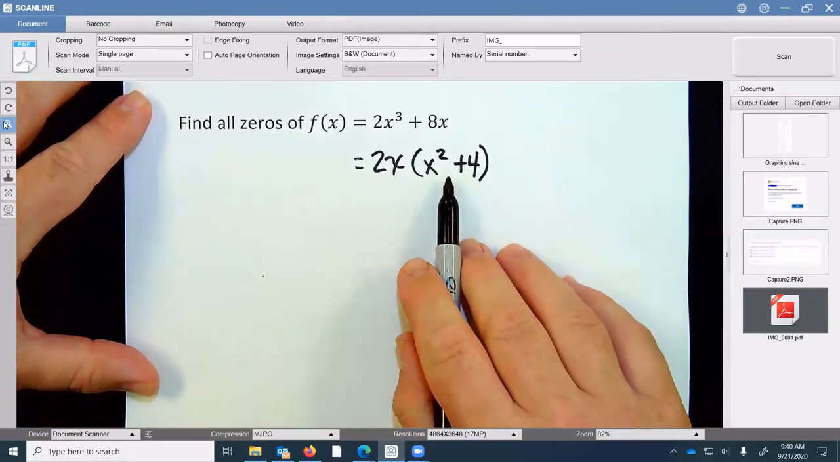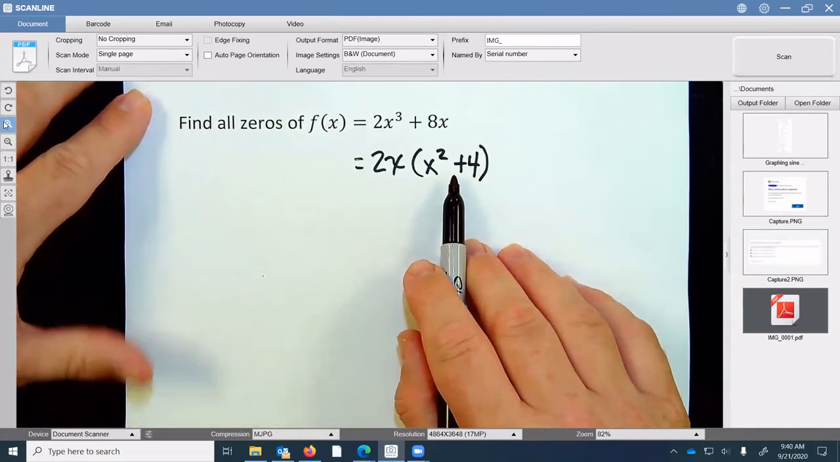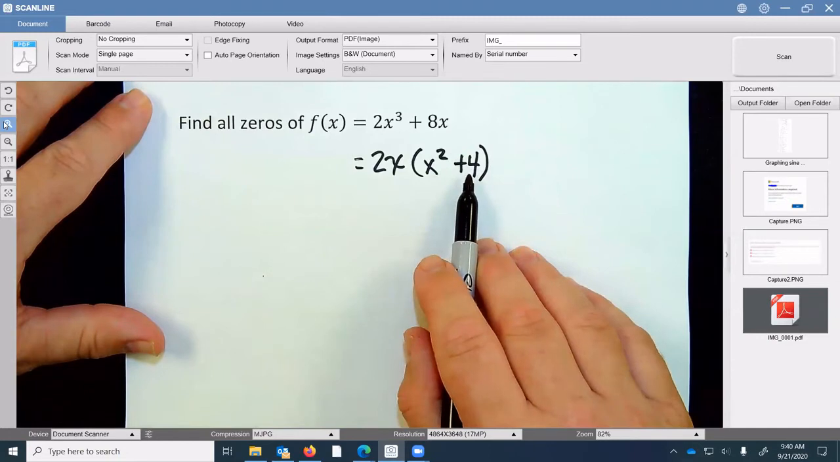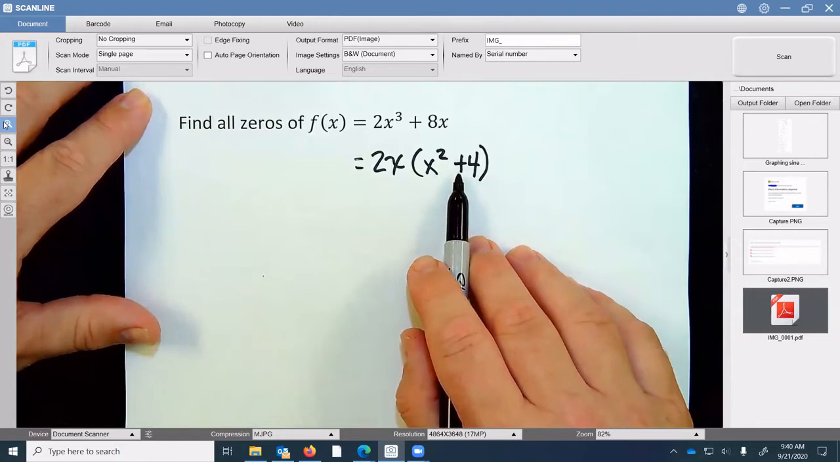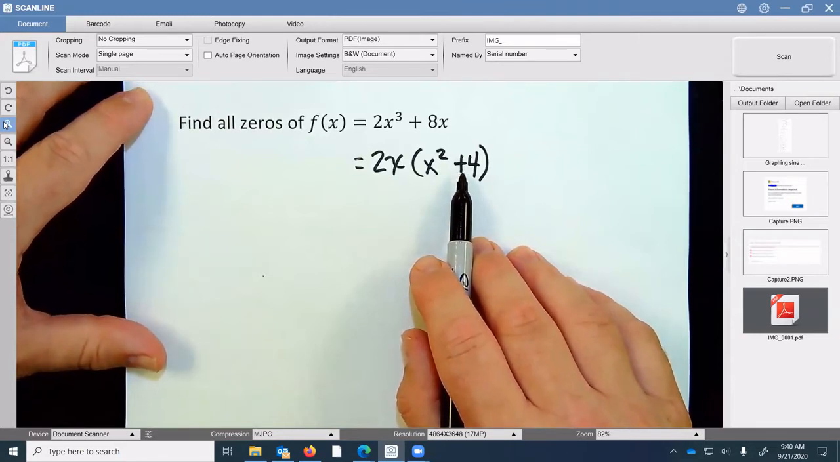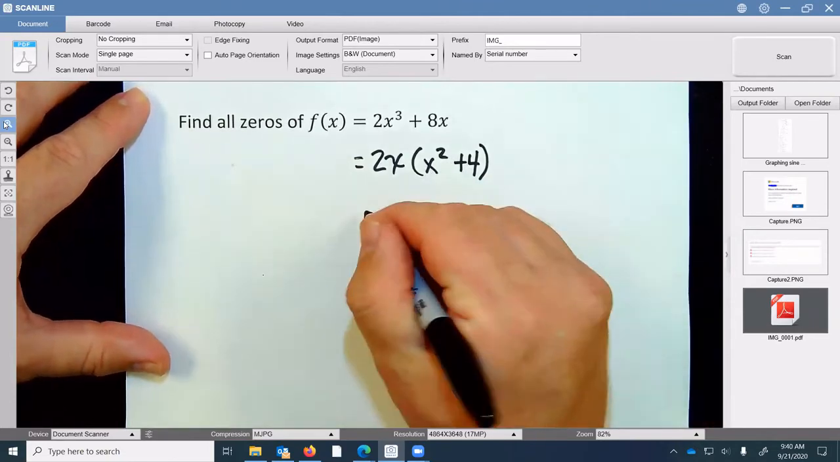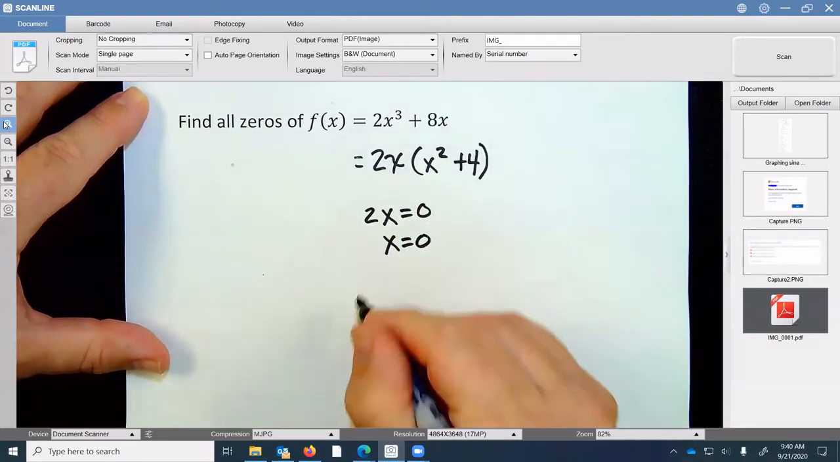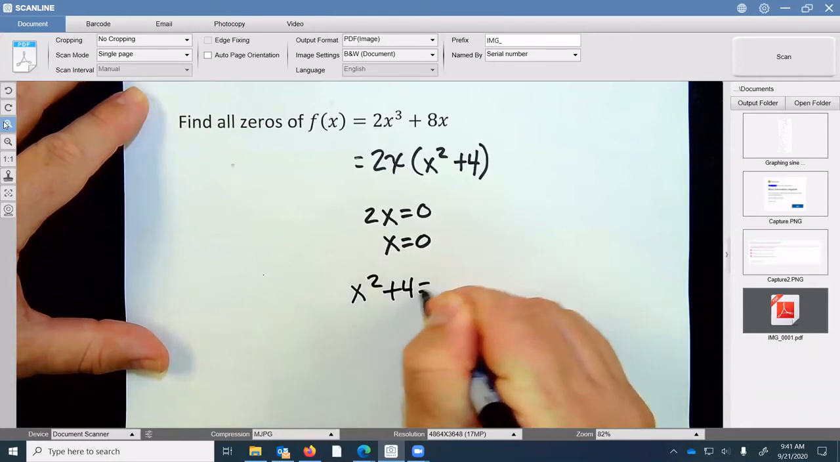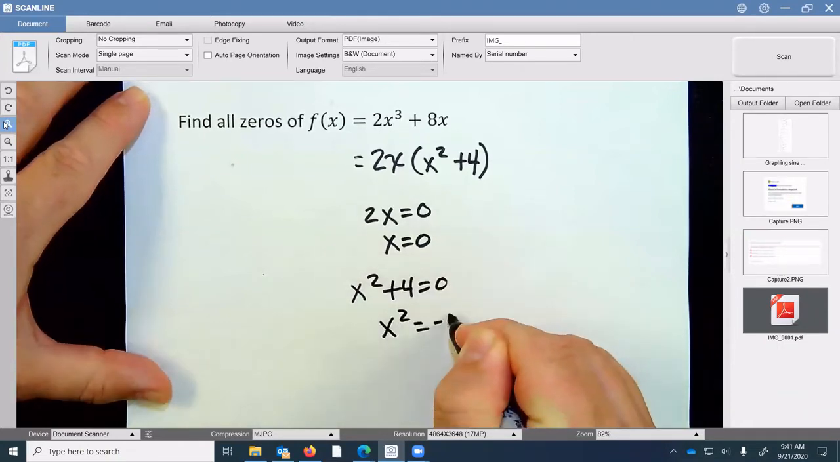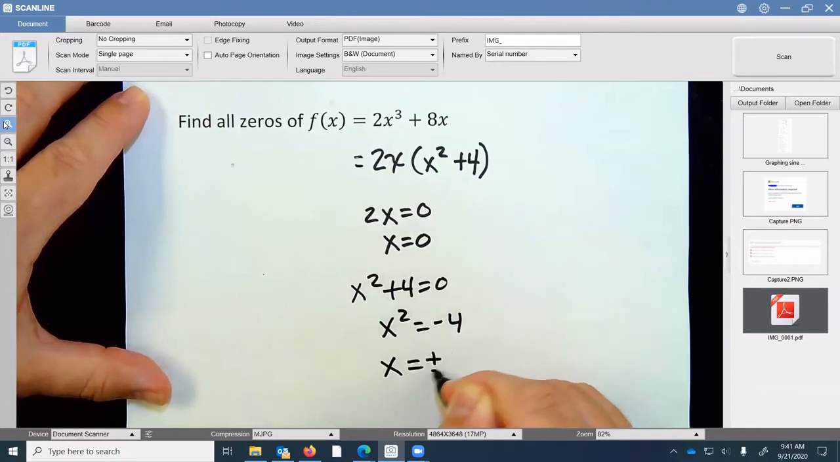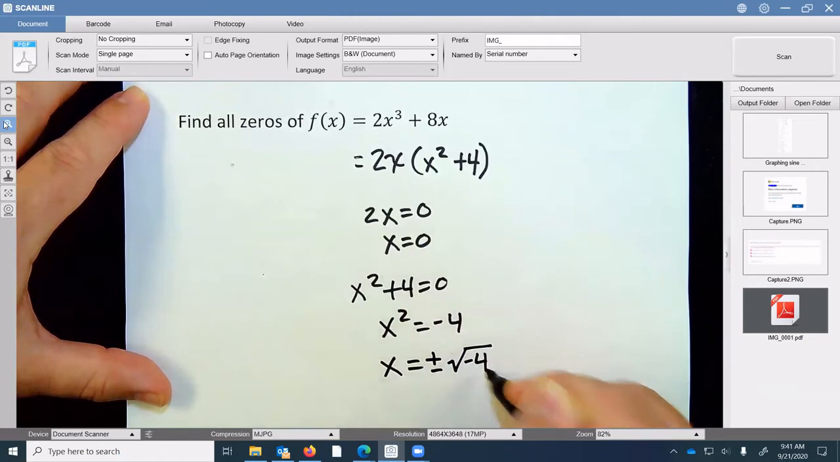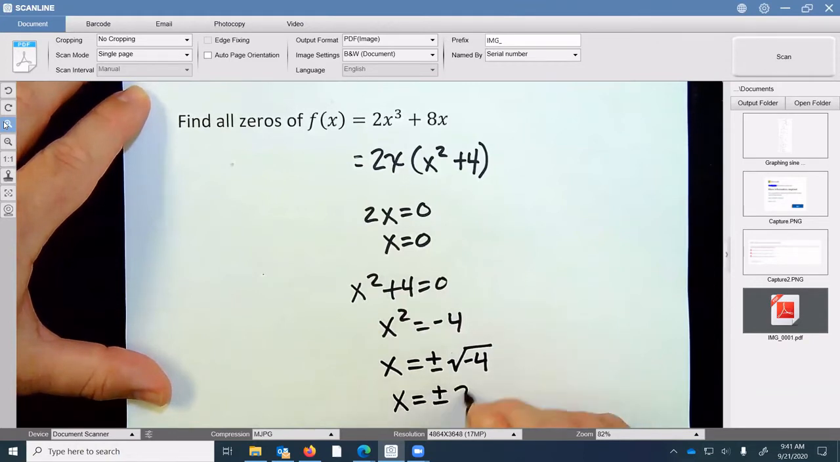Now, can I factor x squared plus 4? Are they perfect squares? Yes. But is it the difference of perfect squares? It's not. So we can't factor this guy. But what we can do is set each part equal to 0, and get x equals plus or minus 2i.